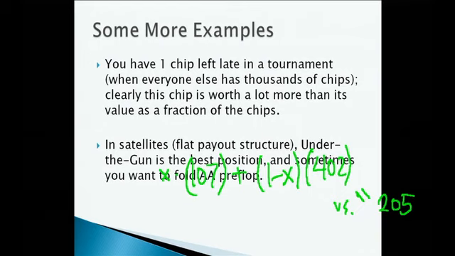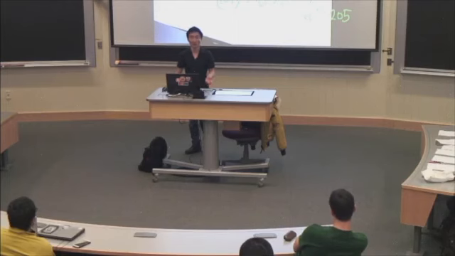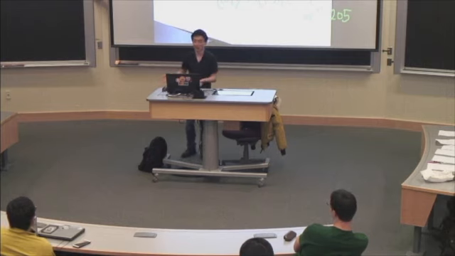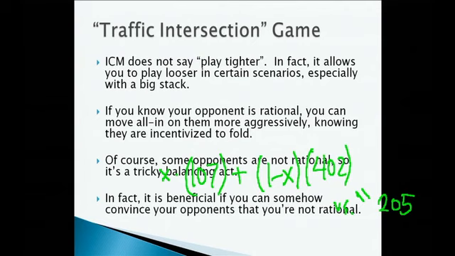In satellites, let's say there are 11 people left and 10 people get a seat. If you go all in, no one can call you even if they have aces, because to call you, they essentially need to be more than 10/11ths sure that they're going to win the hand. Even with pocket aces, they're not going to be 10/11ths sure. So going all in first is very, very good.